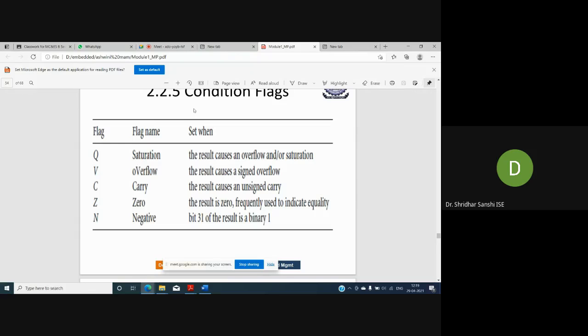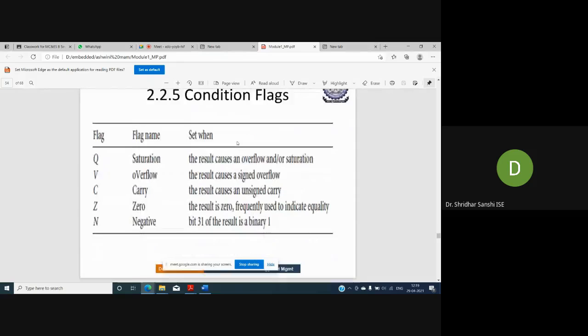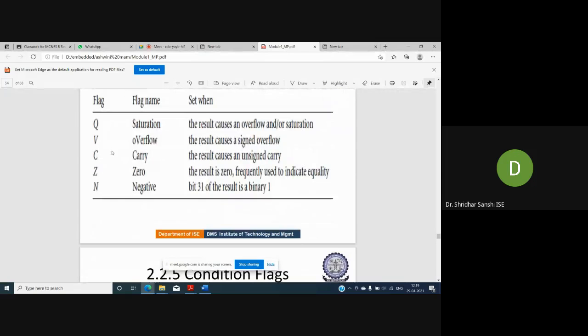Okay, so these flags are used whenever you are executing conditional instructions. So we will see when these conditional flags are used. How many flags have we studied? We have studied 5 flags. Q is used whenever we are working with DSP instruction sets. So the others are used with respect to the ARM instruction set.